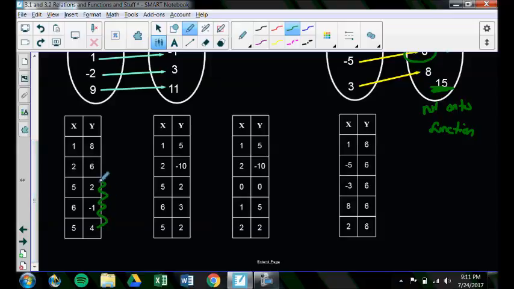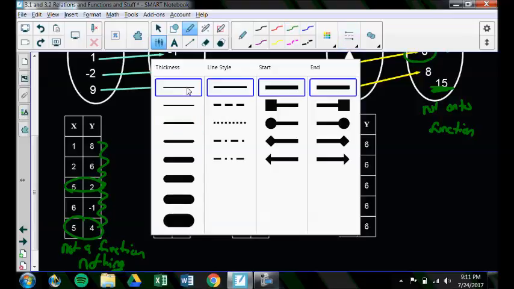Each output is only used once. 5 is going to 2 and 5 is going to 4. That means it's not a function. Since it's not a function, it can't be 1-to-1 and it can't be onto. It can't be anything. This is just a relation. It's nothing else. If it's not a function, it can't be 1-to-1 or onto.